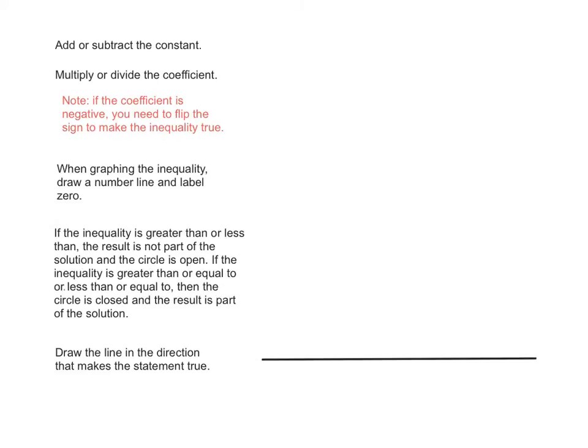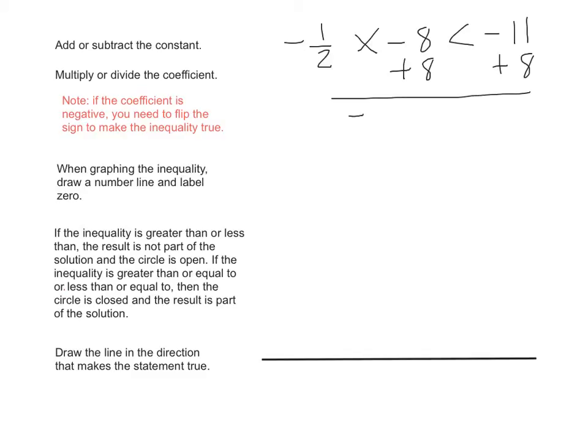Alright, let's try another example. This time I have negative half x minus 8 is less than negative 11. I'm going to add 8 to both sides. Then I have negative half x is less than negative 3.